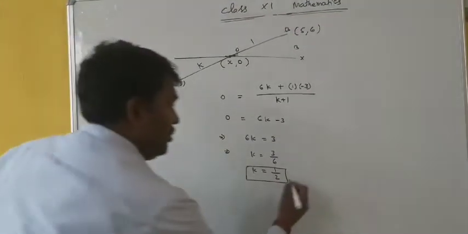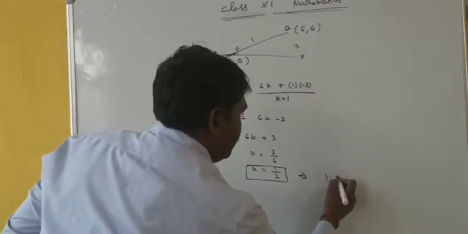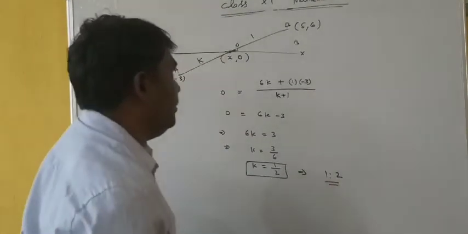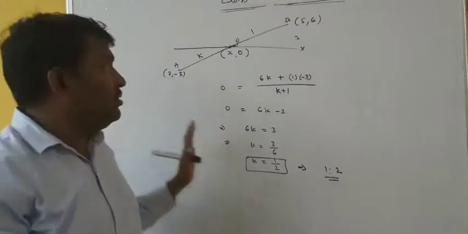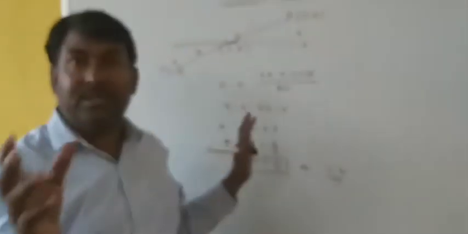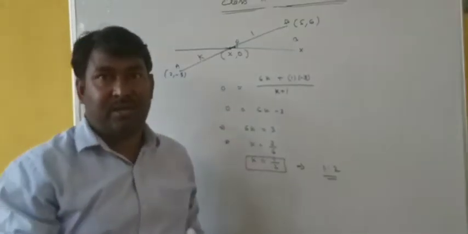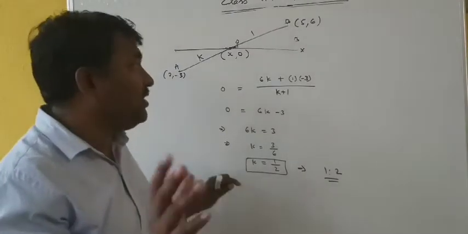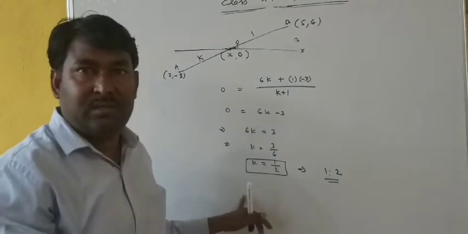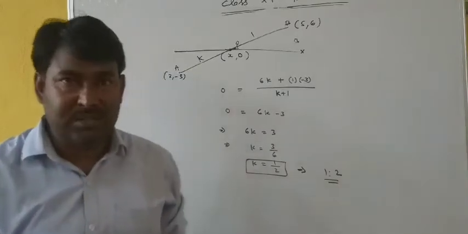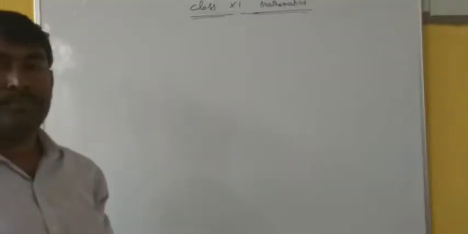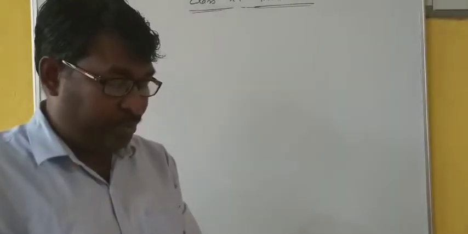It implies that 1 ratio 2 is your answer. Now some questions on how to find the centroid of a triangle if the coordinates of its vertices are given. Let's see some more questions. Find the centroid of the triangle whose angular points are minus 4 comma 6.